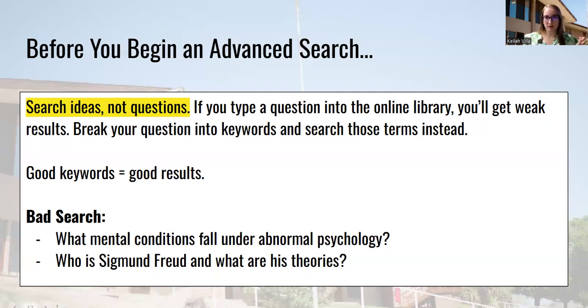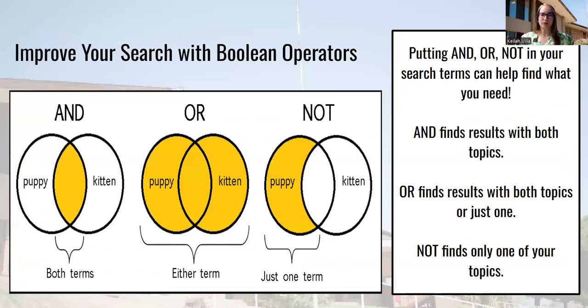So a bad search in the online library would be something like, what mental conditions fall under abnormal psychology? Or who is Sigmund Freud and what are his theories? Not going to work the best for what we're looking for. So here's how you can improve your search with Boolean operators. So this looks scary, but I promise it's not as bad as it looks.